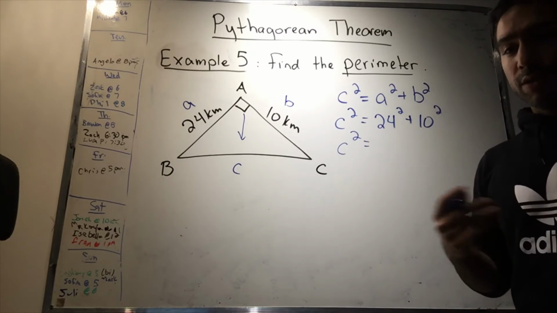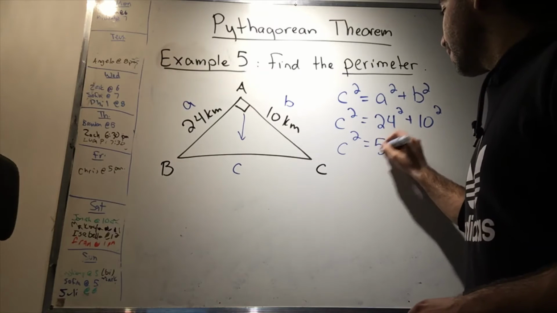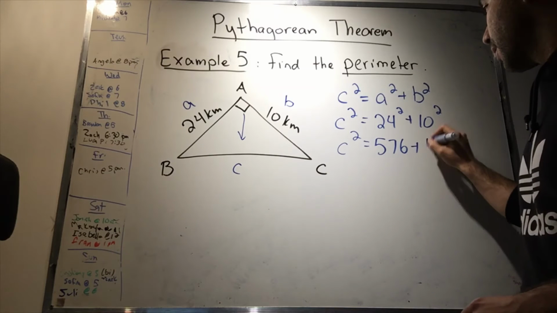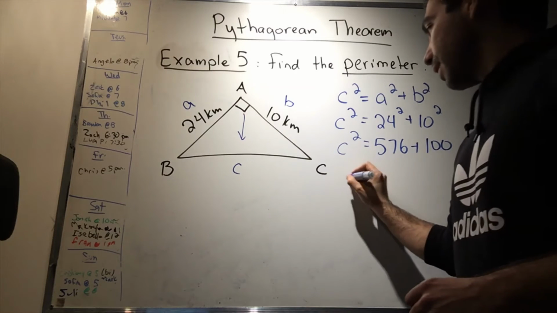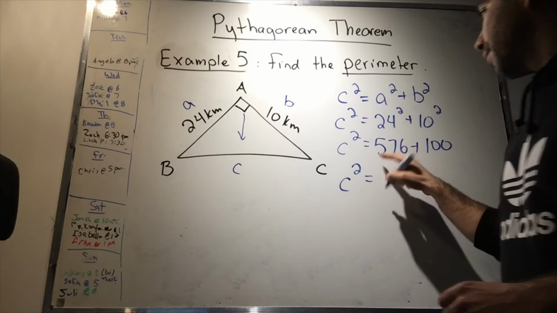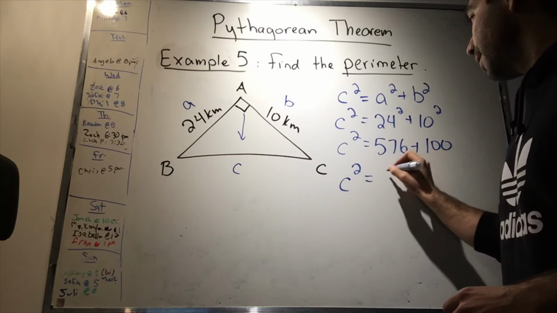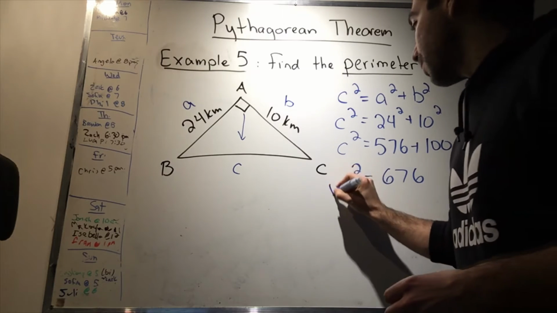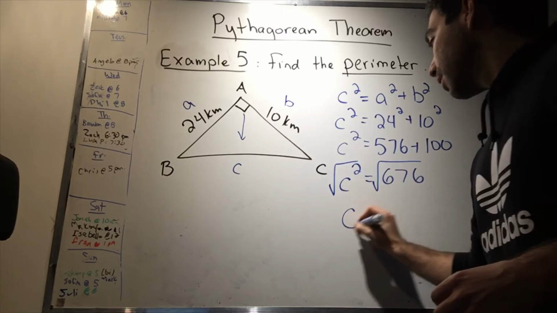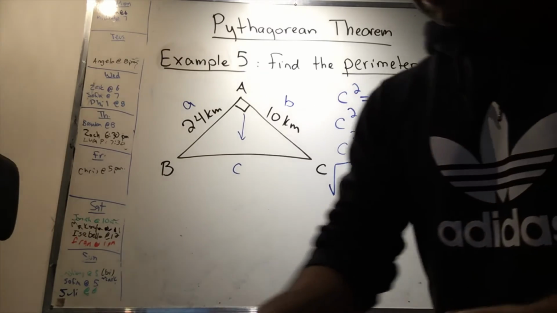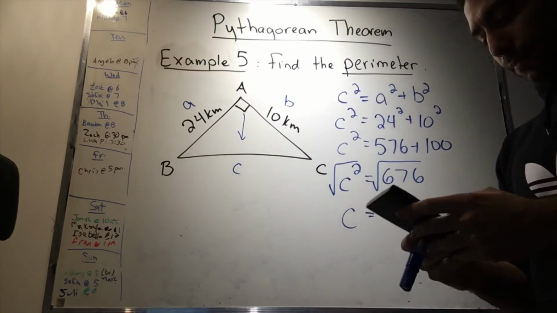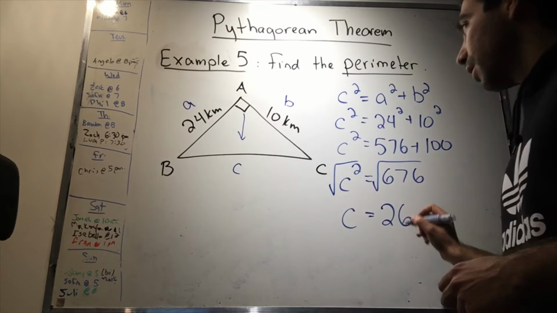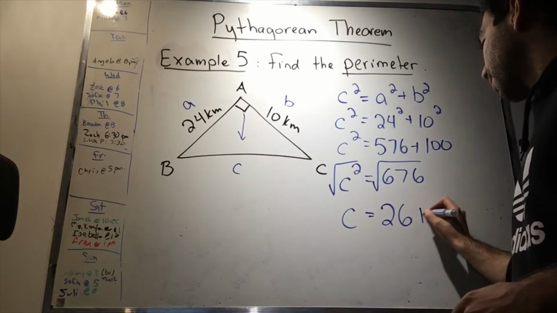What's 24 squared? Use a calculator. You should get 576 plus, what's up, 10 squared? Again, use a calculator. 10 times 10 is 100. And we get c squared equals 576 plus 100. So we just add. We get 676. What's the last step? Take the square root. So we square root both sides. The square root of 676, let me do this on a calculator. We get 26. In this case, the units are kilometers, so we'll put kilometers.